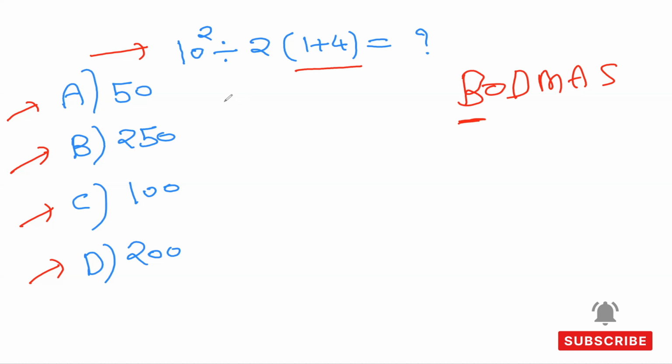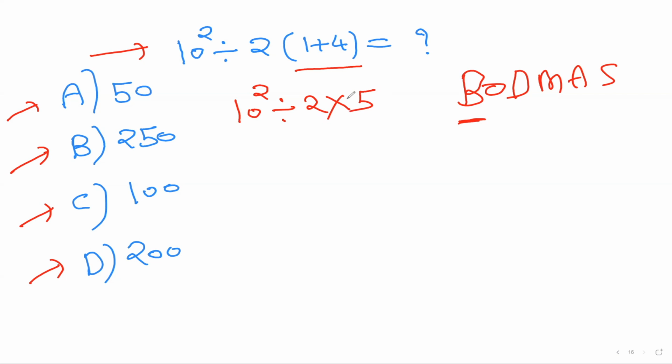I'll write down everything else as it is. So 10 square, I'm not going to do anything, divided by 2, and then 2 and bracket, there is no sign, so that is going to be multiplication, and 1 plus 4 we worked out as 5. Because bracket has the first priority, I'm done with that.